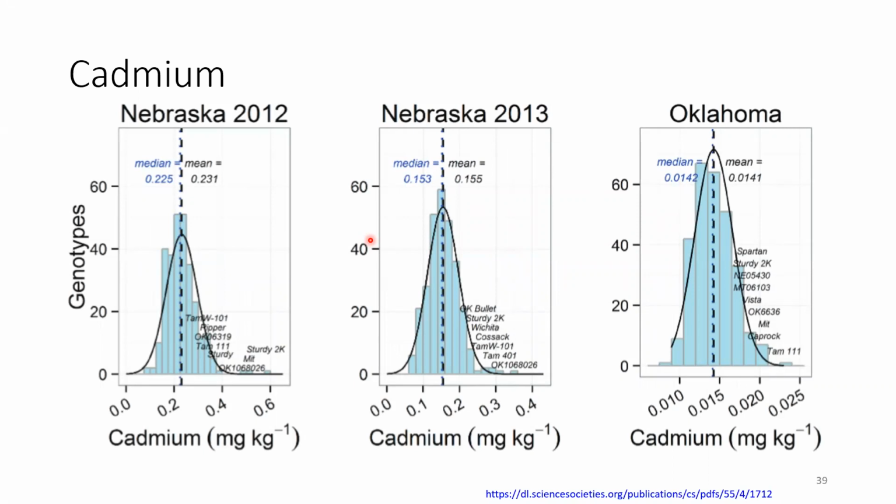So this is data from Nebraska in 2012 and 2013. And you see in 2012, especially, the mean cadmium concentration for the wheat is above 0.2 milligrams per kilogram. So that wheat would not be able to be sold internationally because it wouldn't meet those regulations. Could still be sold here because there's no regulation here. But you see, in comparison to Oklahoma, which does not have contaminated soil, it's 10 times lower in Oklahoma. So kind of a problem.